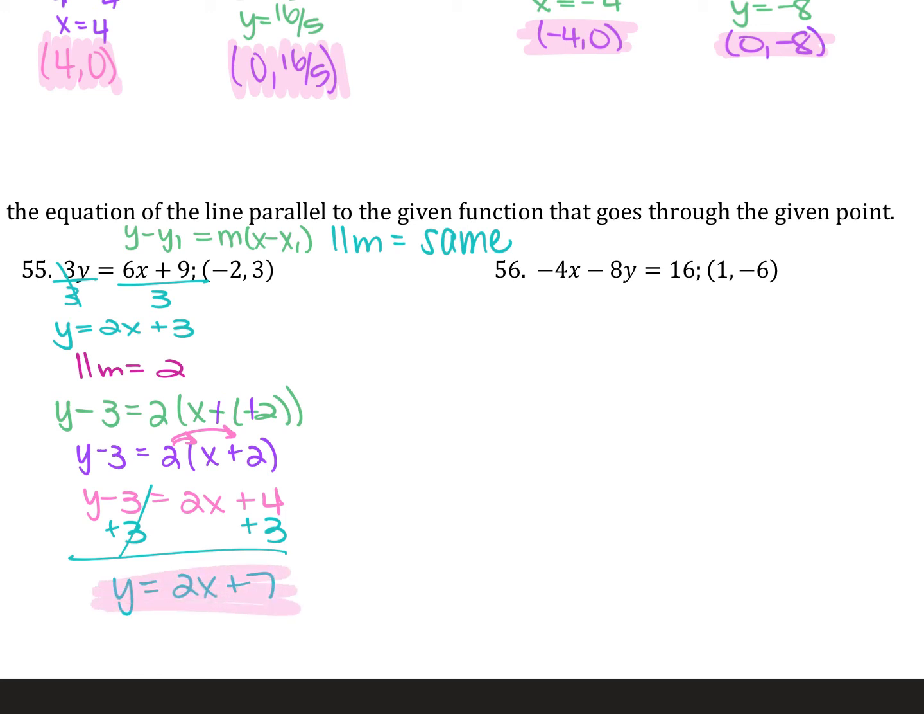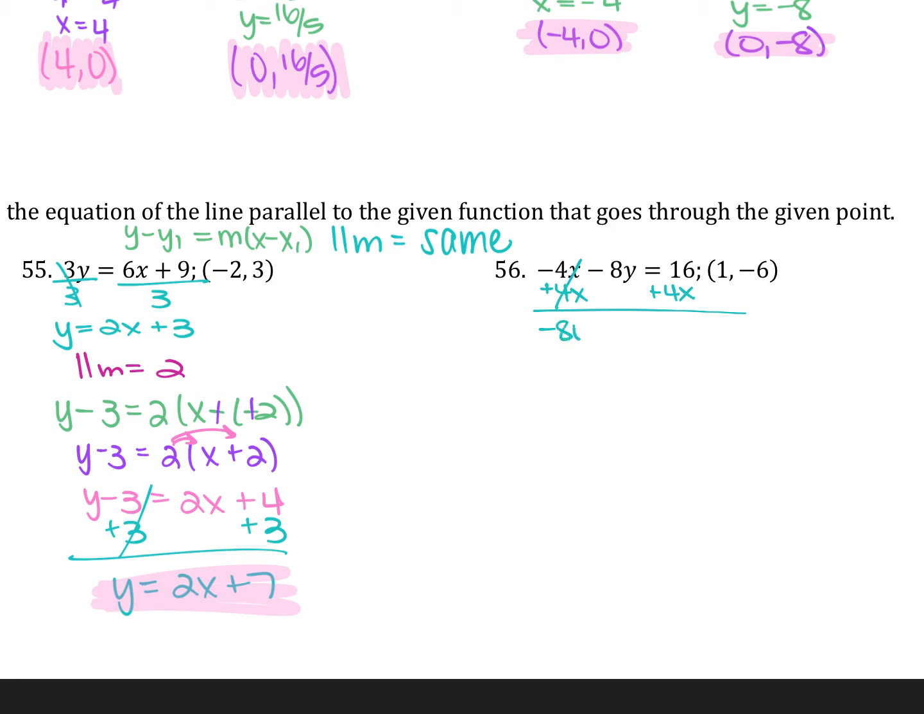For 56, you have negative 4x minus 8y is equal to 16 with the ordered pair (1, -6). For this one, you're going to solve this equation for y. So add your 4x to both sides.